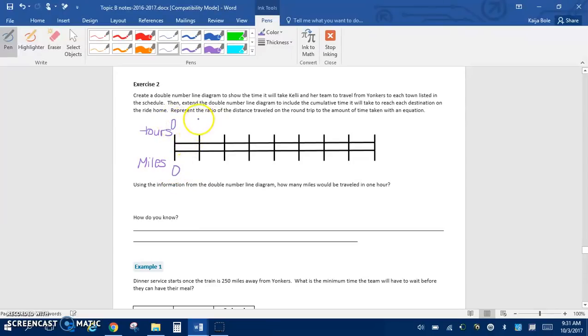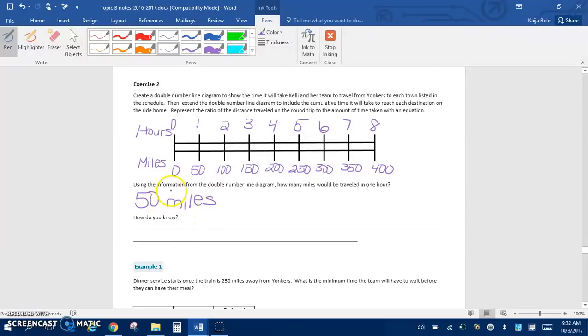And then for hours we said we added 1, so we have 1, 2, 3, 4, 5, 6, 7, 8. And then for miles, we added 50 every time, so we have 50, 100, 150, 200, 250, 300, 350, and then 400. And it says, using the information from the double number line diagram, how many miles would be traveled in 1 hour? So if we look at 1 hour, we know that they would travel 50 miles.